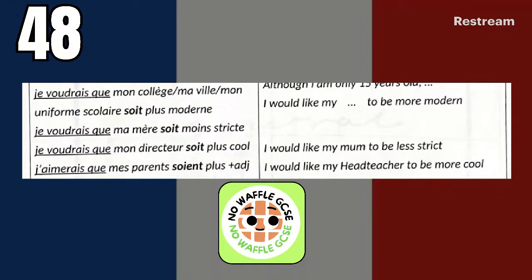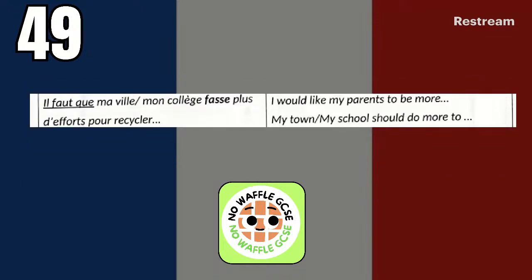So when you're talking about your parents, your family, if you want, for example, je voudrais que mon meilleur ami plus something. It's good because you're using the subjunctive. And then normally if you're wishing for someone to be something, it's normally more or less. So you can also use comparatives in there as well. Okay, il faut que mon collège fasse plus d'efforts pour recycler. This is a more complicated example of a subjunctive if you want to use that as well.